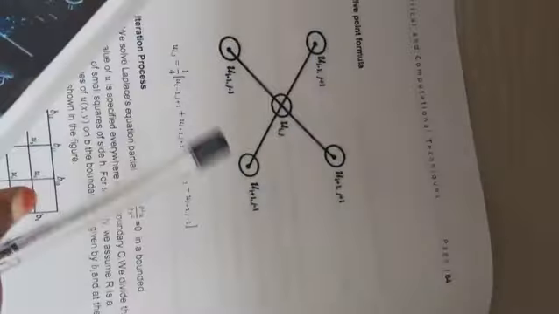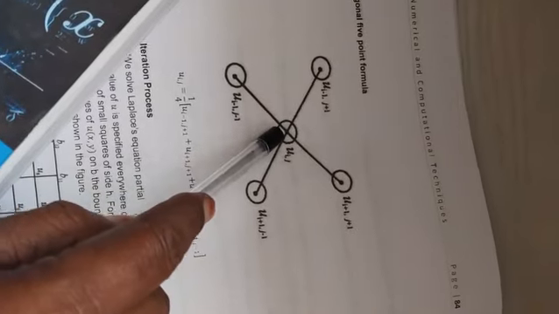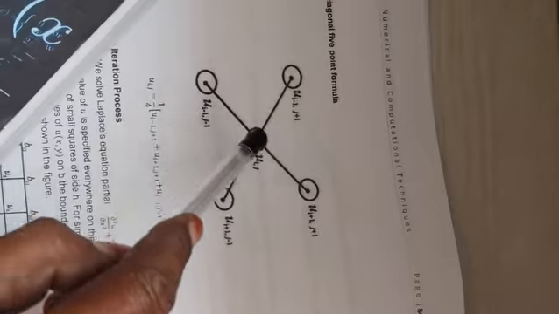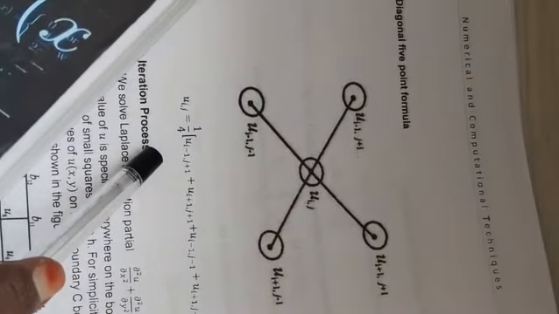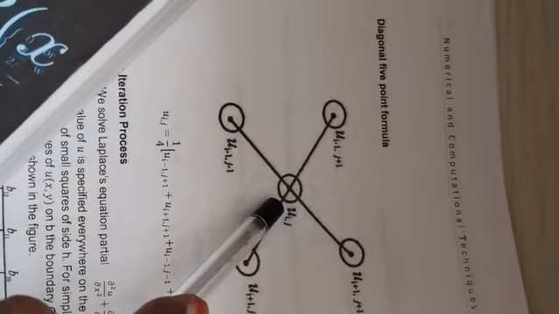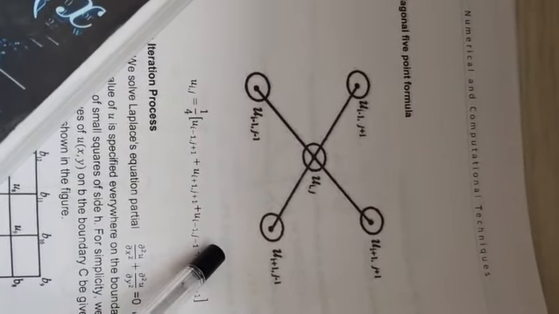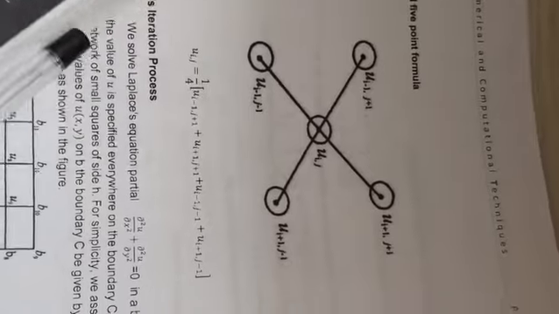The next formula is the diagonal 5-point formula. The diagonal 5-point formula is nothing but just fix the central value and the diagonals, left diagonal, right diagonal, and also these two diagonals. Similarly, the same formula: 1 by 4 into the central value equals 1 by 4 into adding all four diagonal values, we get the diagonal 5-point formula.